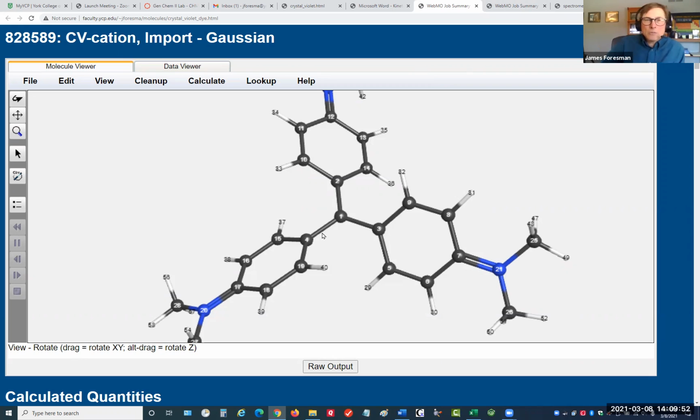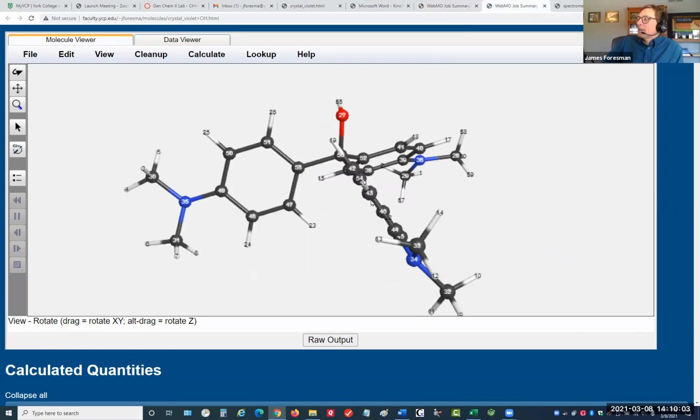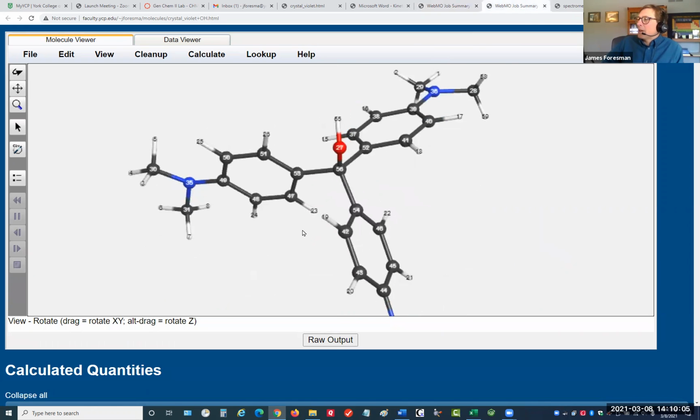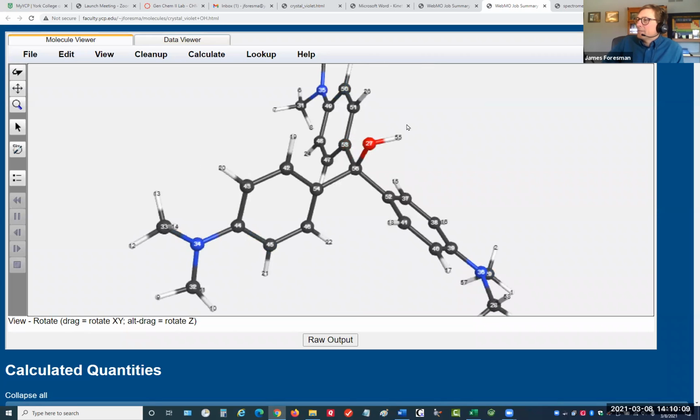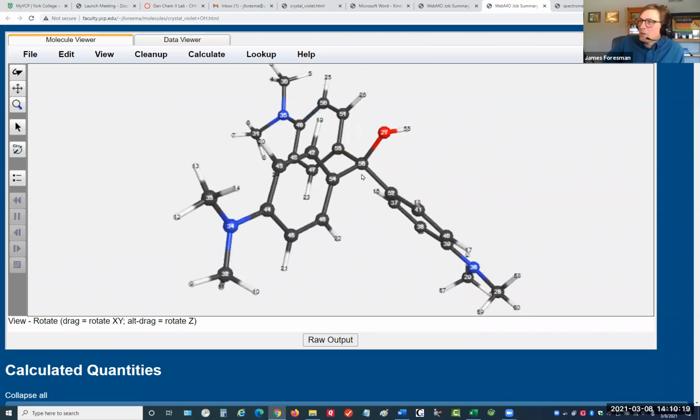Now, when we add hydroxide, when we do the reaction, what we're doing is we're kind of destroying that. Let me show you what the product looks like. Here's the crystal violet with the hydroxide added. You see the red oxygen with its white hydrogen, right? It's now added to that central carbon.